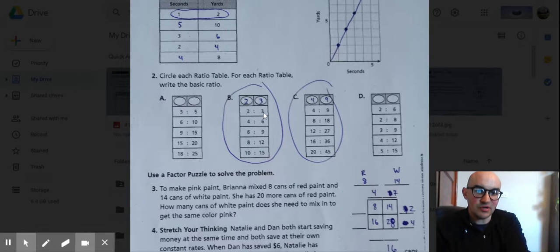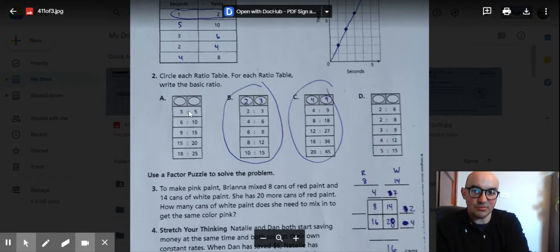If you go 3 times 1, 2 times 1 and 3 times 1 is there, times 2 is here, times 3 is here, times 4, and finally times 5. And C is the same thing with the initial ratio of 4 to 9, and this all tracks down, just like the multiplication tables.